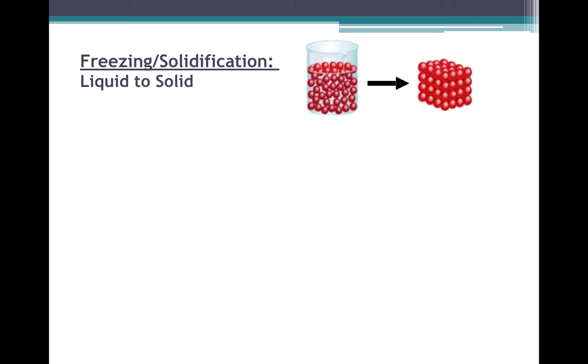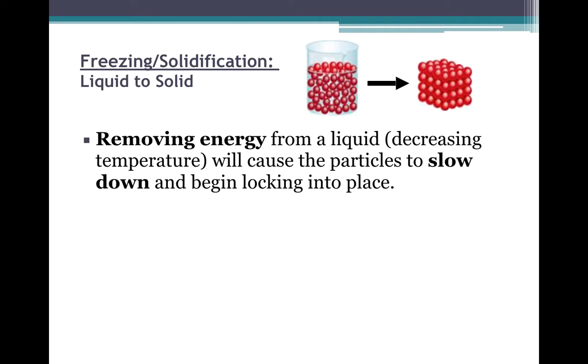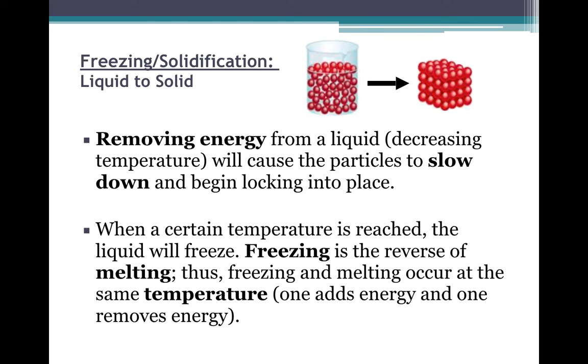Another phase change is freezing, or solidification. This is when a liquid turns into a solid. In this case, energy must be removed from a liquid. This can happen by decreasing the temperature. A decrease in energy and temperature will cause particles to slow down and begin locking into place. The bonds of attraction will increase. When a certain temperature is reached, the liquid will freeze into a solid.